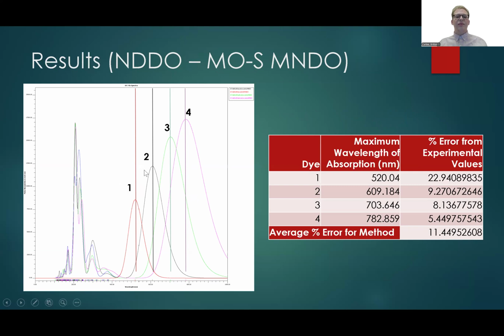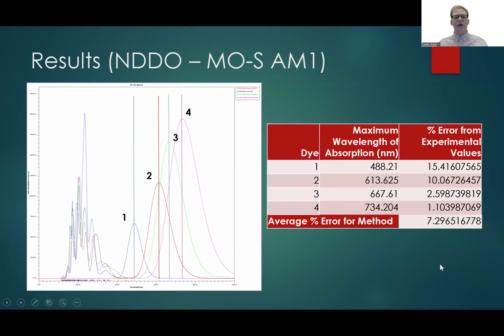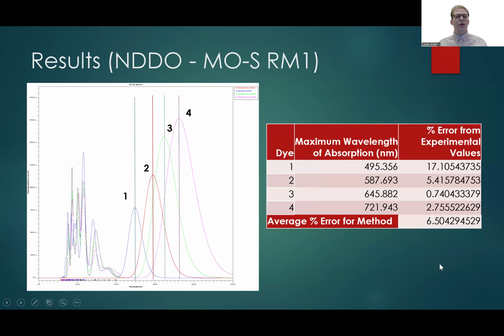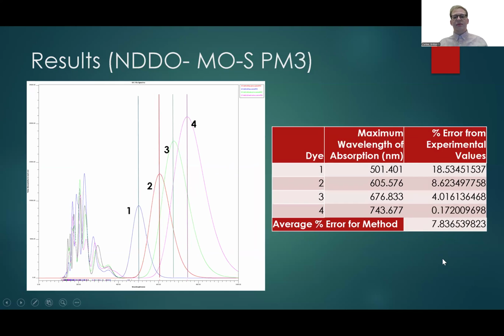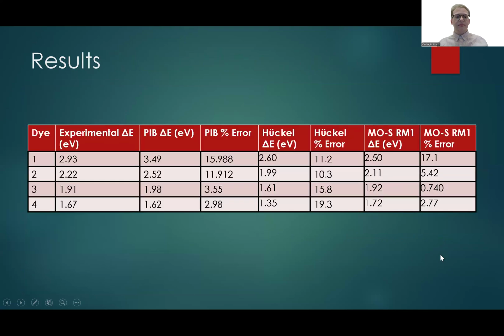They are labeled 1, 2, 3, and 4 in sequential order. All the graphs follow the same format where the maximum absorption increases with each dye as it increases in length. So this is MNDO, AM1, RM1, which happens to be our most accurate, and PM3. And then here on our final results slide, we have a table summarizing all our findings.